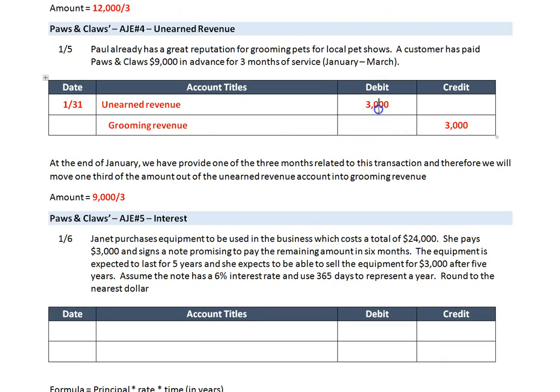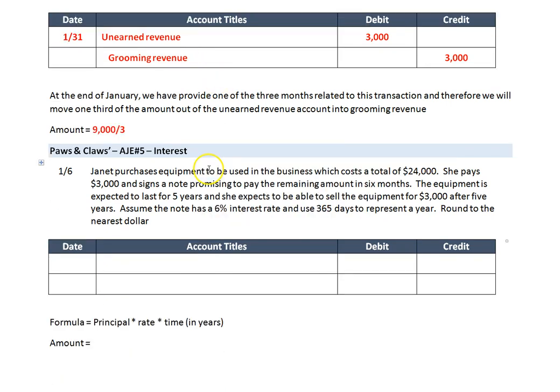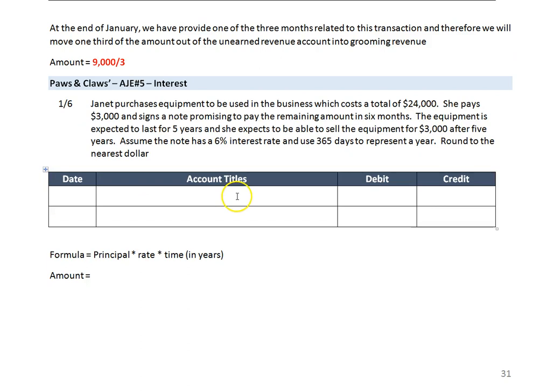After this entry, notice this will reduce the 9,000. There's only 6,000 left, which will represent the months of revenue we paid for, February and March. So there will still be some unearned revenue on the books.